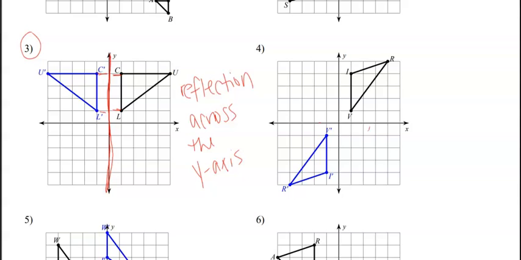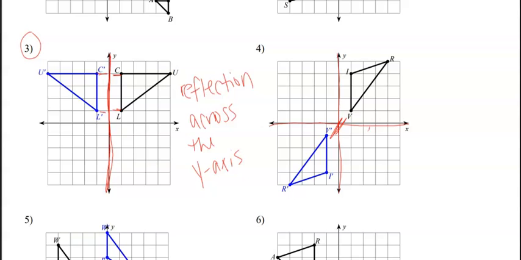So if we think reflection, if we look at either our X or Y axis, can we fold the paper across that axis and have the two images line up? Well, no, because they're diagonal from each other. They're not right across from each other across the axis.